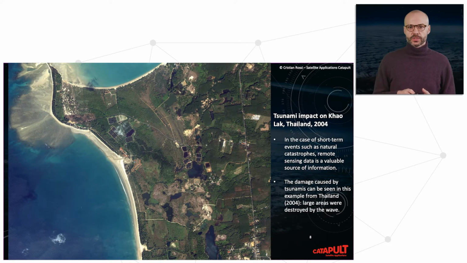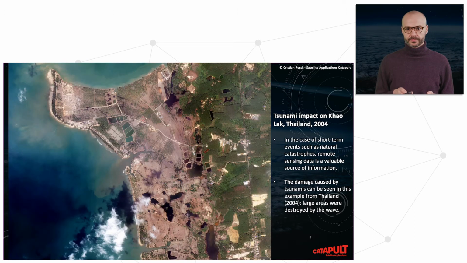Another use of high resolution optical data is to evaluate impacts of natural hazards, such as a tsunami. In this case, we can see a region in Thailand, which was heavily affected by a tsunami in 2004. We can see the image before the tsunami and after. So clearly, we can appreciate the destruction caused by the tsunami itself.